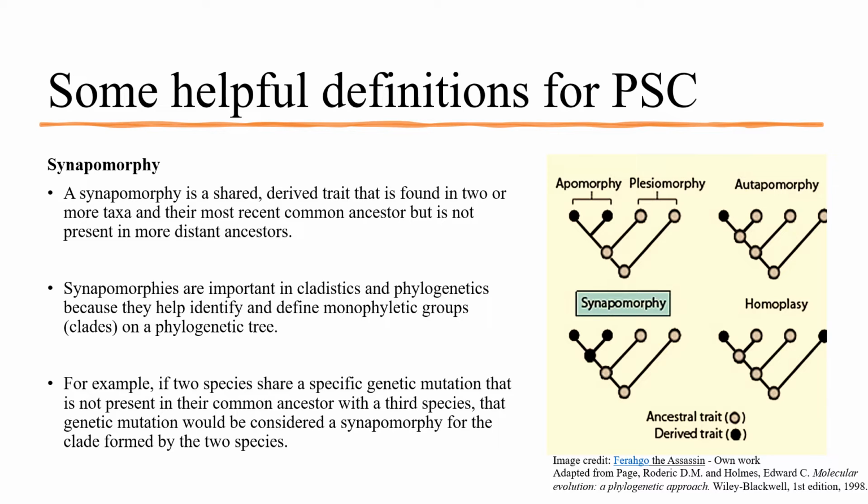So if two species share a specific genetic mutation that is not present in their common ancestor with a third species, that genetic mutation would be considered a synapomorphy for the clade formed by the two species.